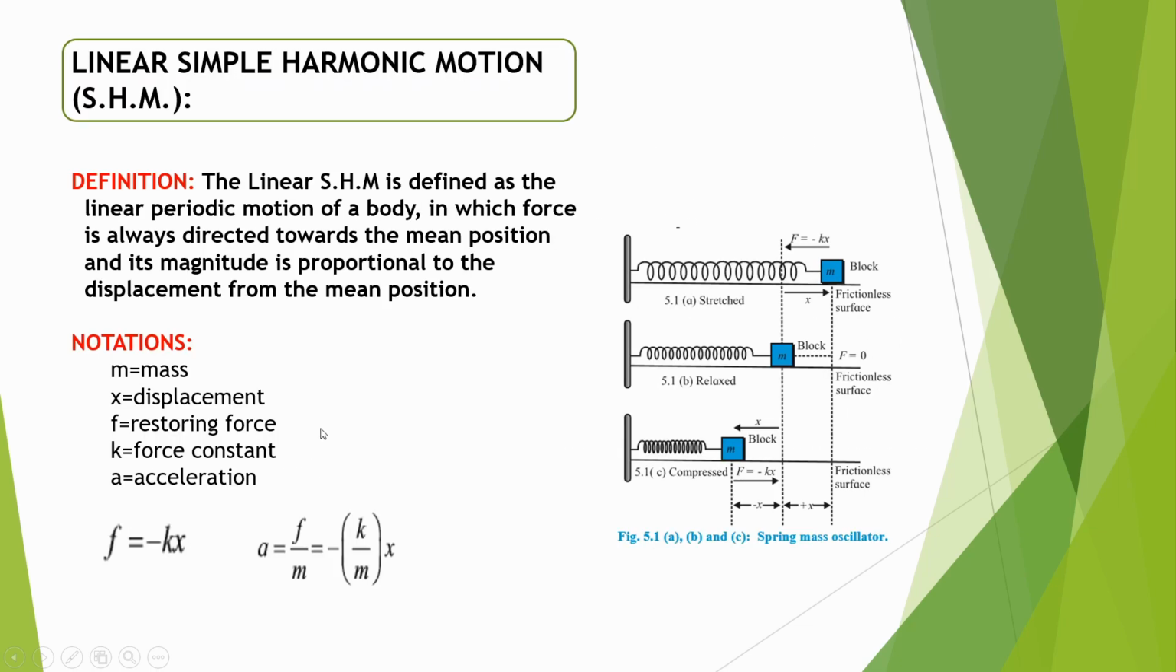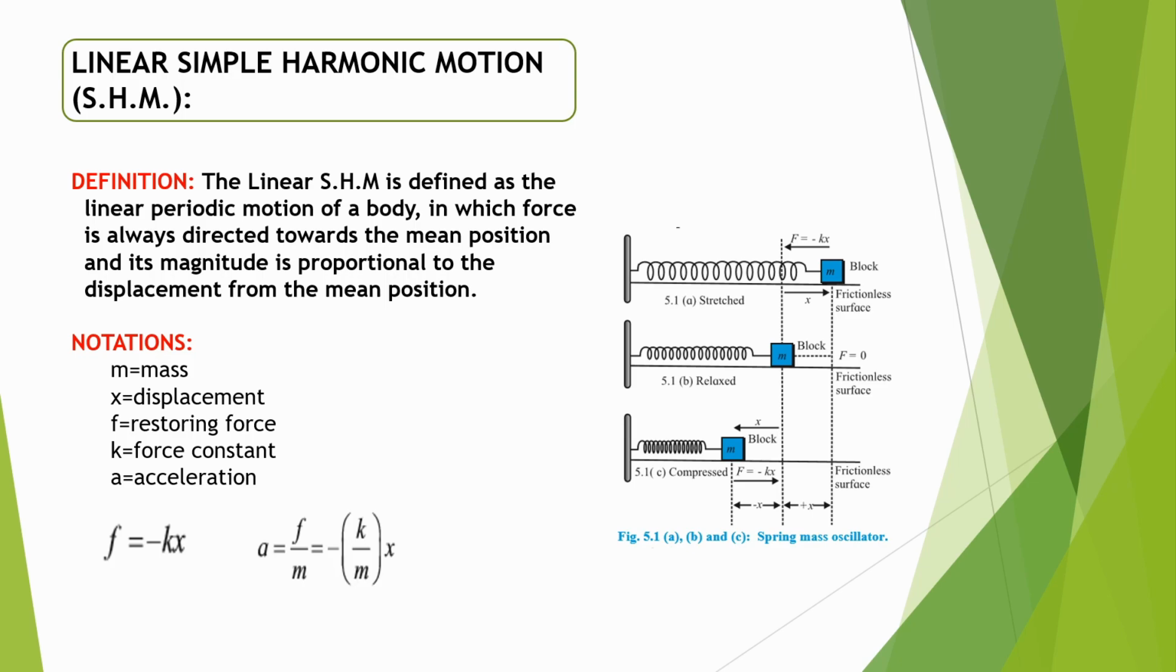Then, if the block is displaced towards the left from its equilibrium position, the force exerted by the spring on the block is directed towards the right, and its magnitude is proportional to the displacement from the mean position, as shown in figure C. In that case we again find that F = -kx, meaning the restoring force is again directly proportional to the displacement, and they are in opposite directions.